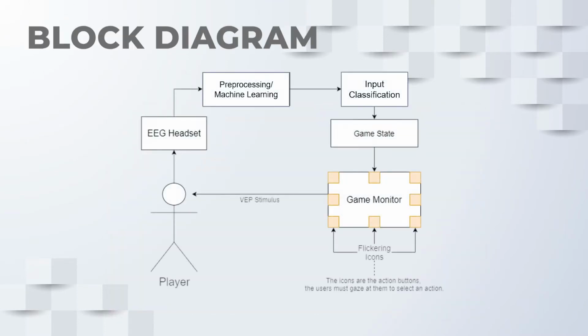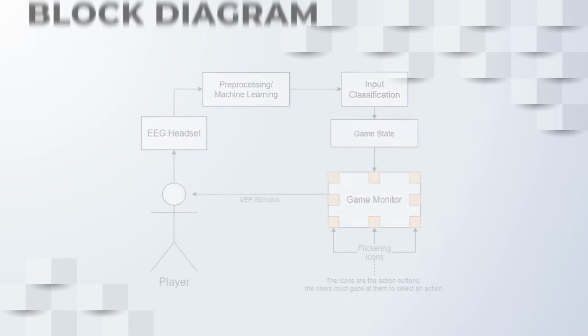This block diagram shows an overview of how our system works. The user wears a headset that reads EEG signals and sends them to our software. The signals are processed and filtered, and then a machine learning algorithm finds their correlations to our possible target values. Then our input classification model chooses the most appropriate target for the data and sends an input to the game state. The game state is displayed on the monitor, which is surrounded by the visual cues which the user looks at to select their next action.